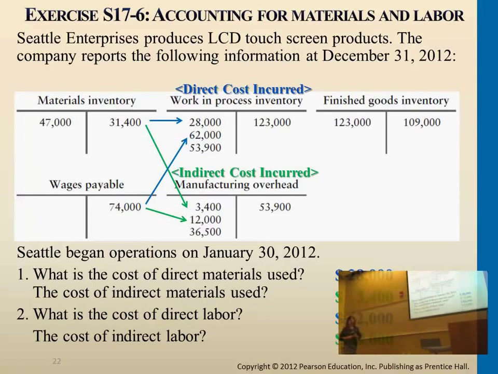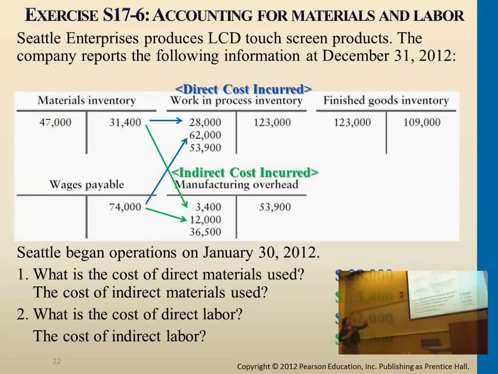Okay, what other information do you see in this problem? There are only 2 questions asked here because we only covered direct materials and direct labor. But just by looking at the middle 2 T accounts, what other information do you think you understand from this? Payable. Which one? Is it interest? 74,000 is wages payable, definitely the labor cost that we just talked about, right?